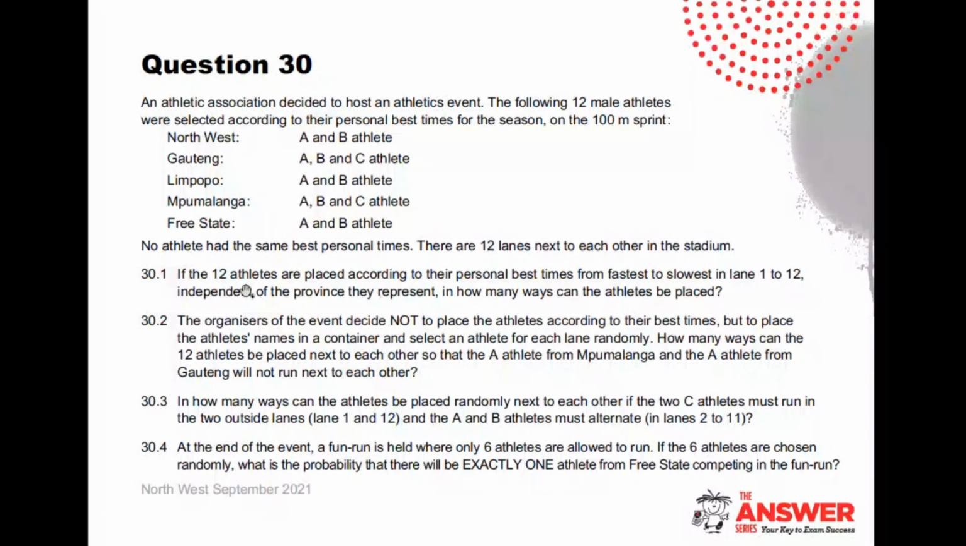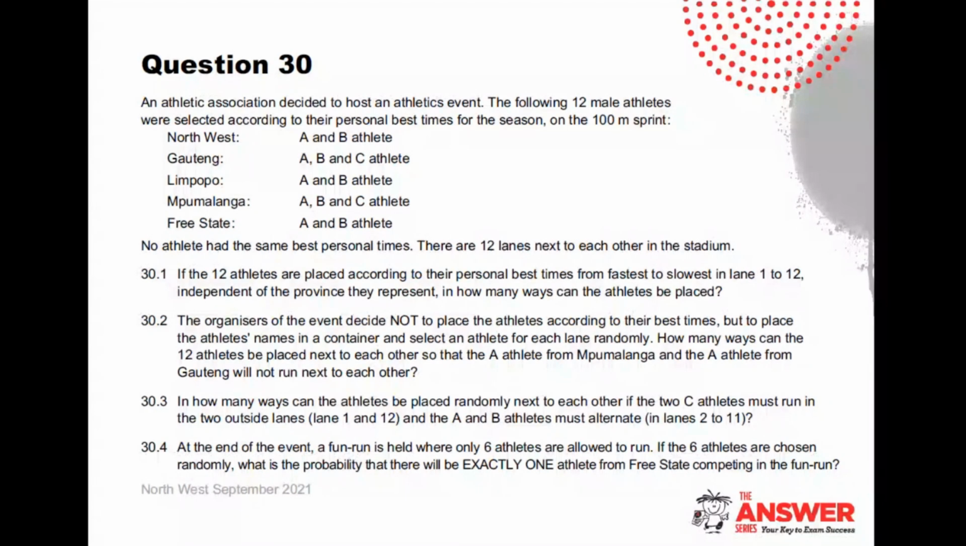First question, if the 12 athletes are placed according to their personal best times from fastest to slowest in lane 1 to 12, independent of the province they represent, in how many ways can the athletes be placed? So there are 12 lanes and 12 athletes. Lane 1 is the fastest. Lane 2 is the next fastest, next fastest, next fastest.